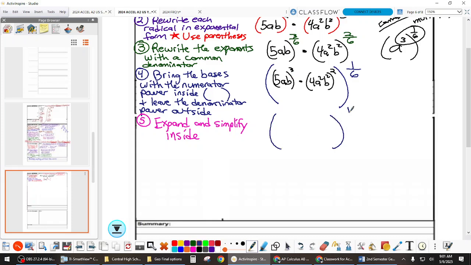So this whole thing is going to stay where it is, like big parentheses to the 1/6. But this is going to be 5 cubed, a cubed, b cubed, times 4 squared, a to the 4th, b to the 4th. So we got rid of the 2 exponents inside. Okay, but this pink step, number 5, is still not done. Because what else can we do? We can combine those. They don't have exponents. So the whole big parentheses to the 1/6 stays the same.